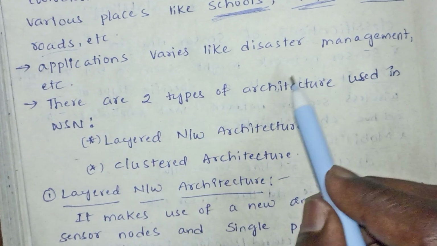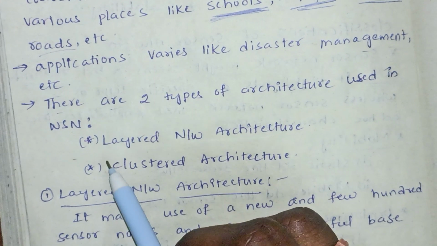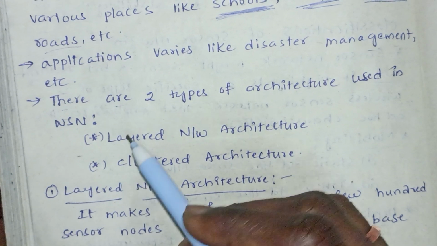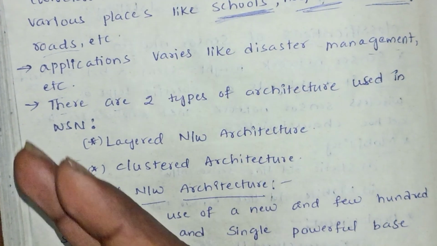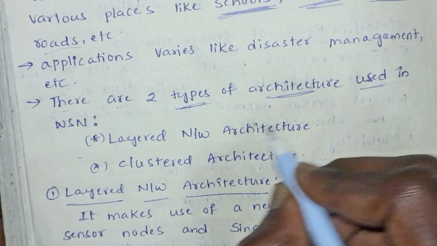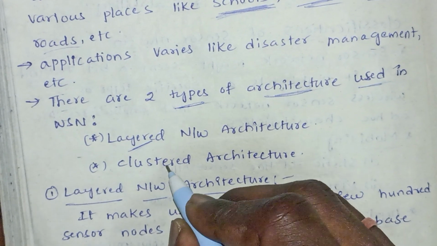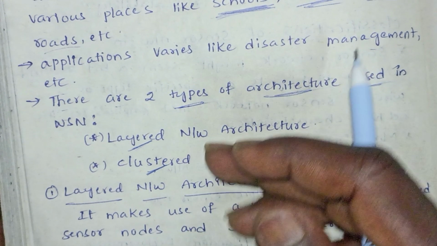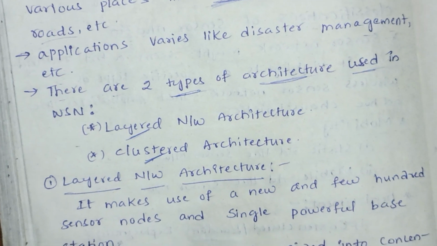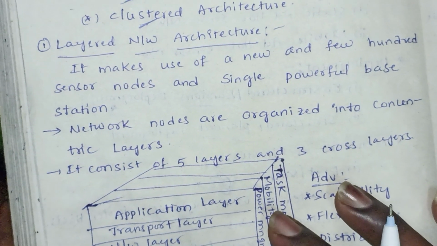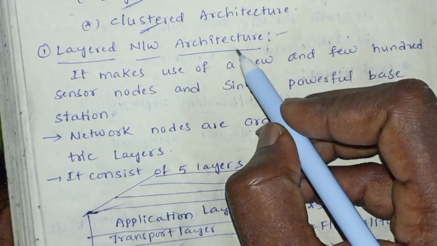There are two types of architecture we are using in sensor networks. Okay, what are those? Layered network architecture and cluster architecture. So what is layered and what is cluster, we will discuss in the architecture of the sensor network. First, the layered network architecture of sensor network.